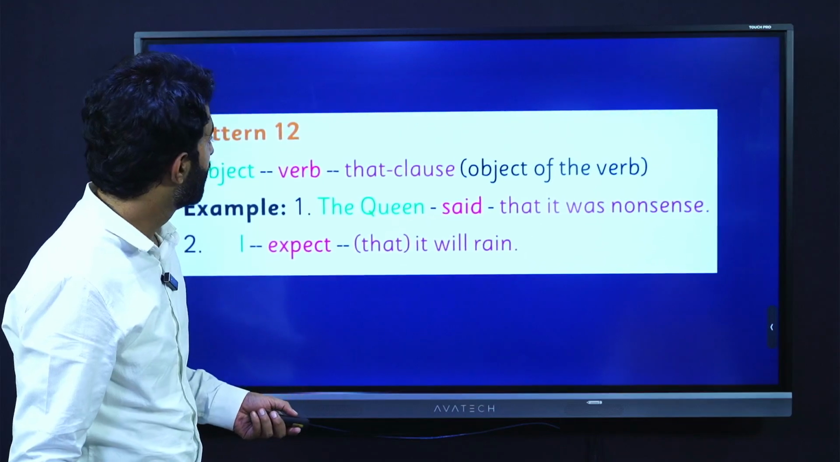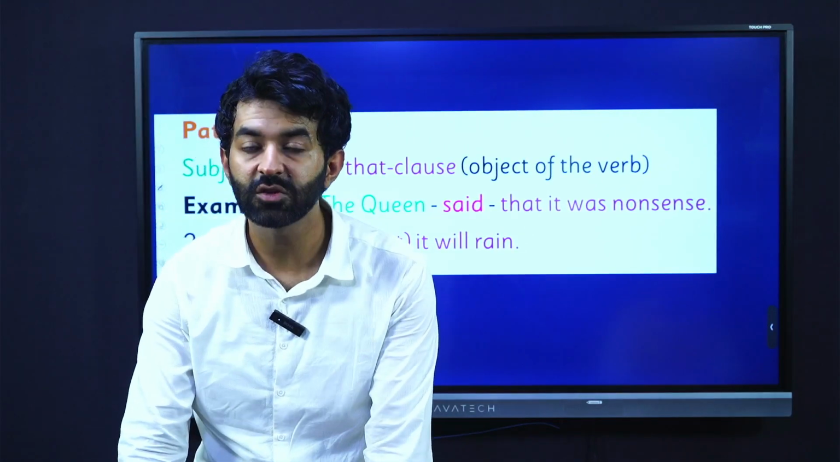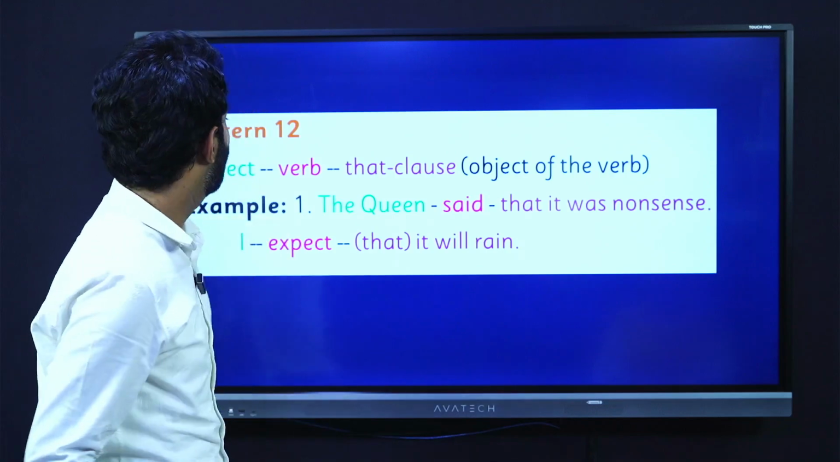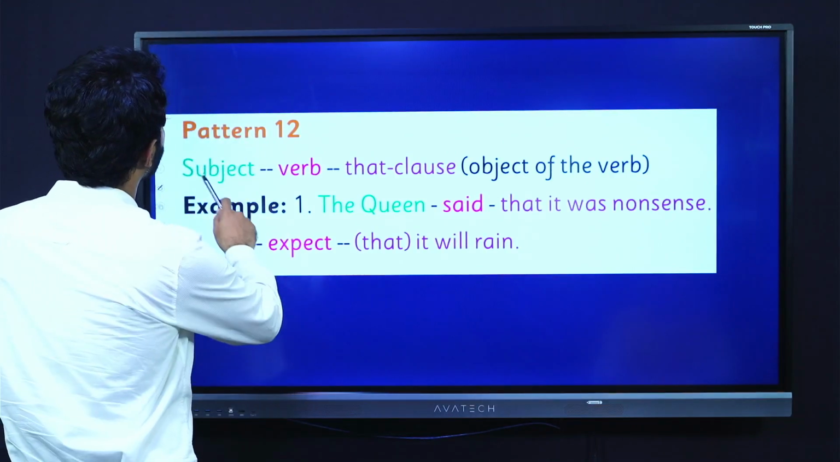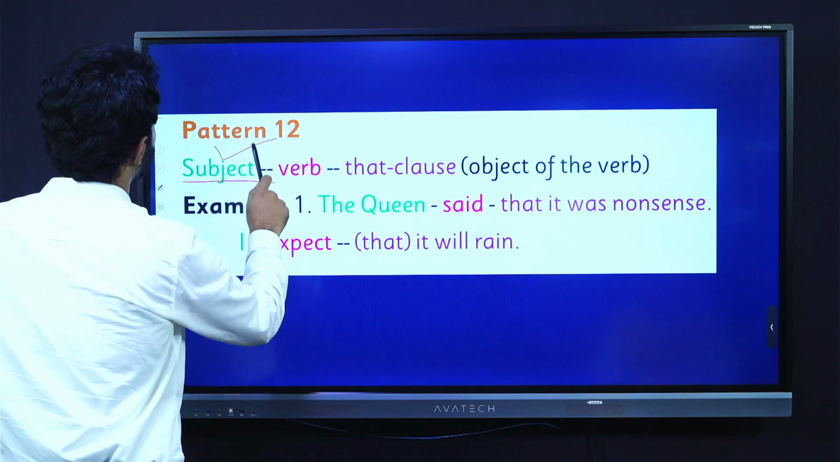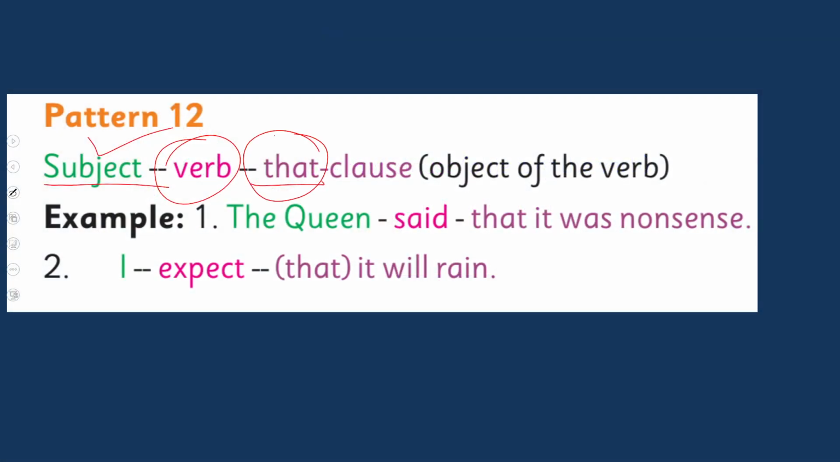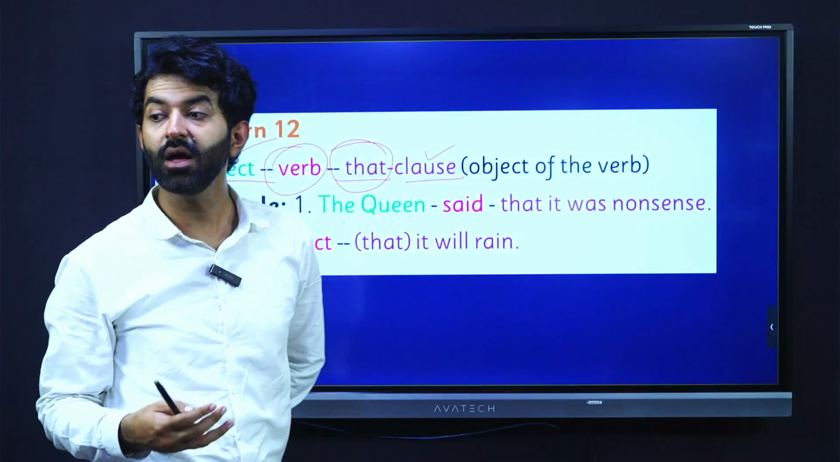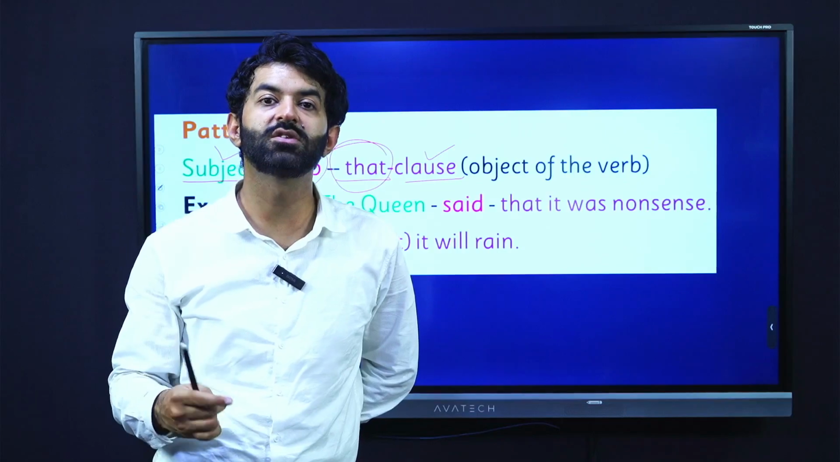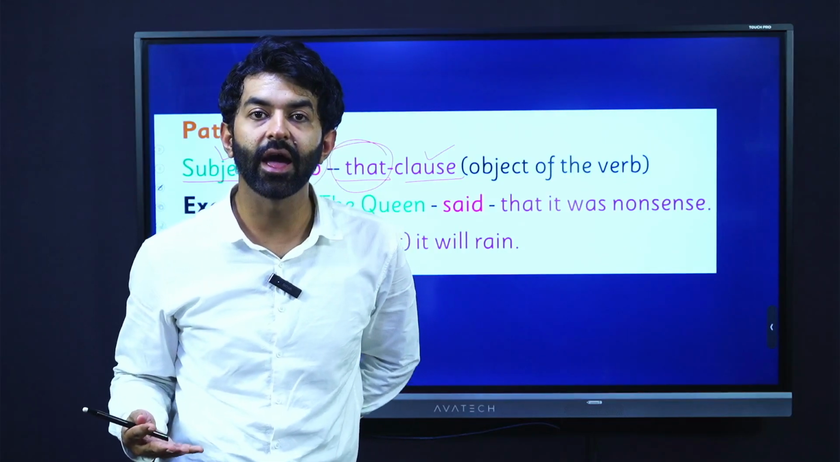All right. And the last pattern of today is pattern 12. What will we do here? Same, the subject always comes first. Verb, we will add that, which is a demonstrative pronoun. It is demonstrating something, and then we will add a clause. Now, a clause is something that has a subject and a verb. And this is how it is different from a phrase. What is a phrase?